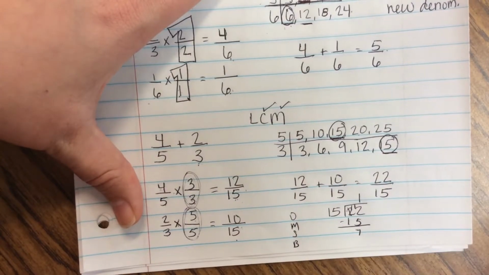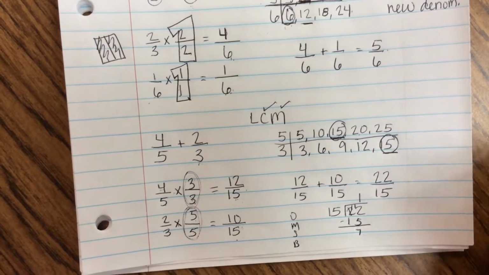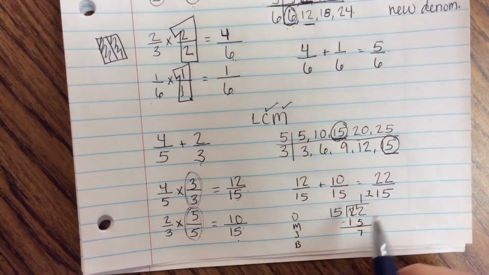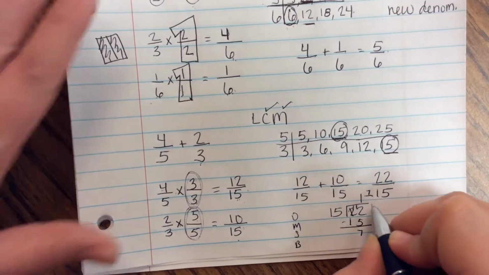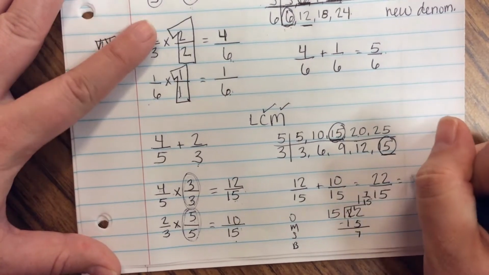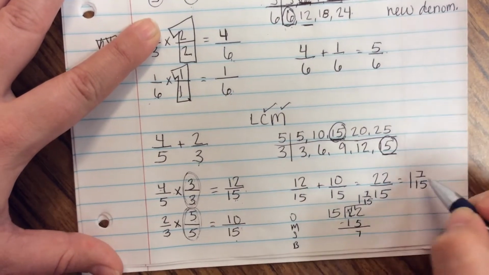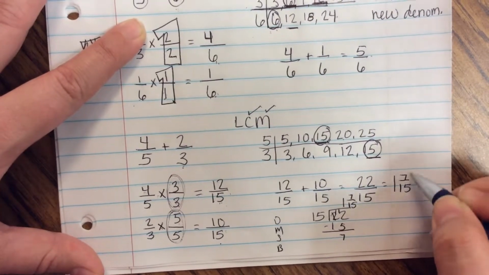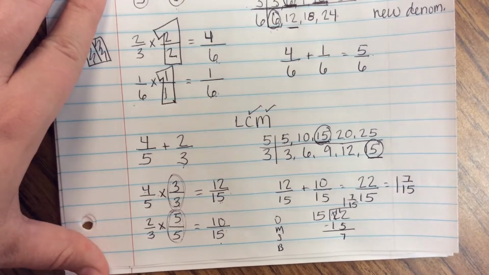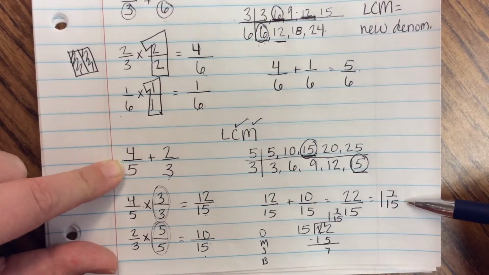7. Remember, when I'm making a mixed number, I want a fractional part. So my remainder becomes my numerator. My divisor becomes my denominator. They both start with D. So 22/15 is also equivalent or equal to 1 7/15. This fraction right here is in its simplest form, so I have no need to simplify. So 4/5 plus 2/3 is equal to 1 7/15.